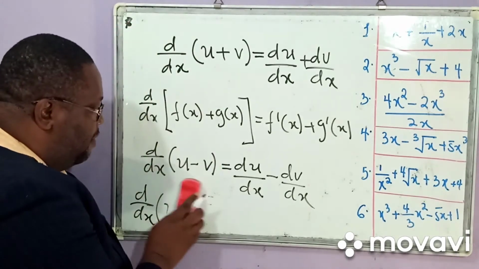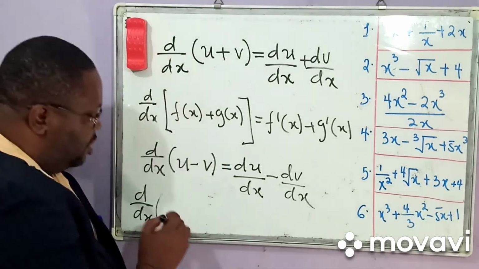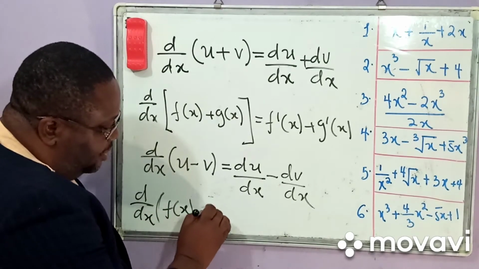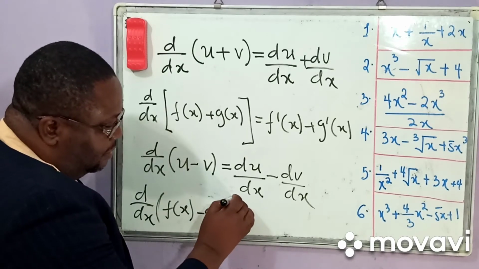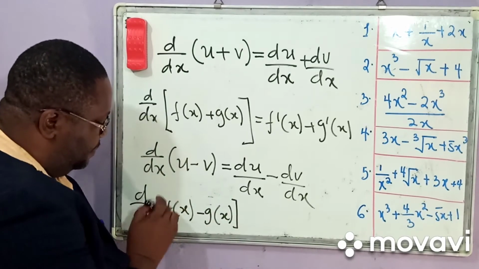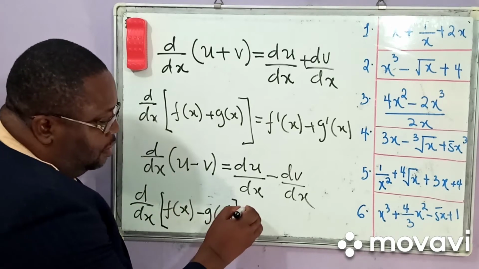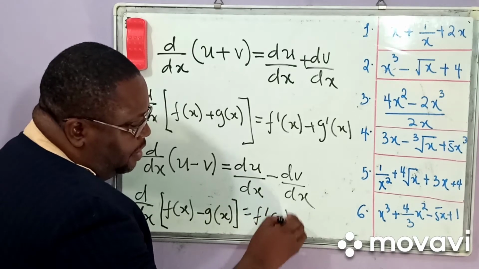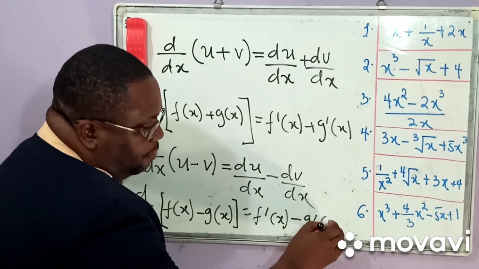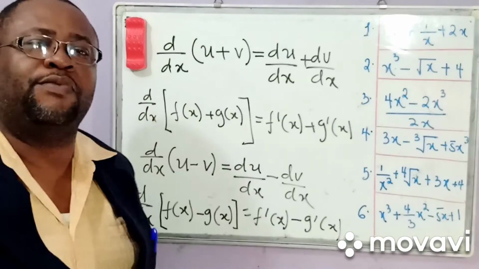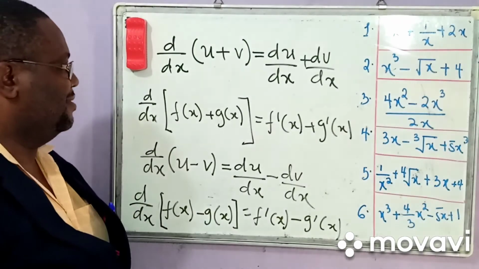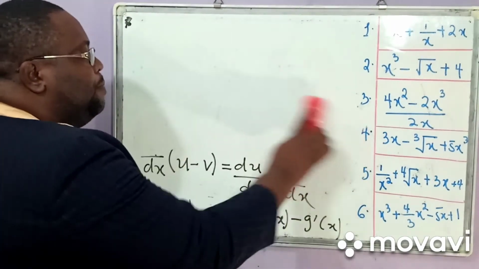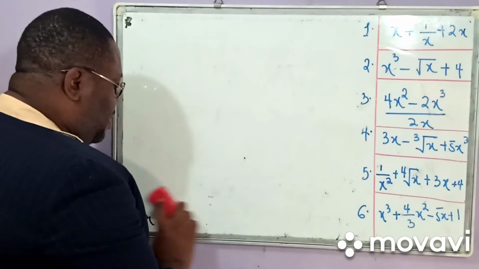In other words, if we were differentiating with respect to x, and let's put it in function notation, we have f of x minus g of x, this simply becomes equal to f prime of x minus g prime of x. Voila. It's simple. So let me click here and try to explain what we are talking about.